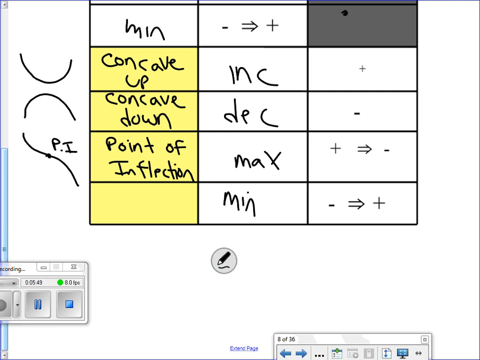What about if the second derivative is changing sign from negative to positive? What would the graph look like? It would start out being concave down, right? It starts out sad, and then it goes up. So at that point, it's still a point of inflection. It doesn't matter whether it's changing from concave up to down or down to up. What we have there is a point of inflection.